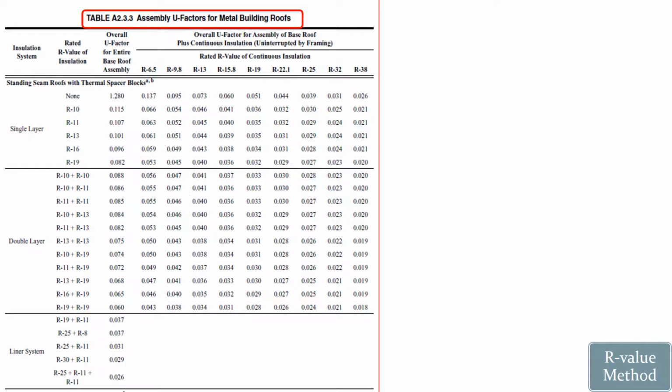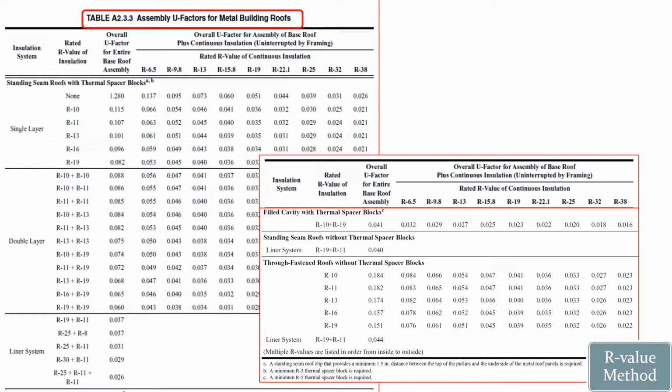ASHRAE 90.1 has this table, which I often refer people to when going the U-factor method. However, we are still on the R value method. Regardless, I wanted to point out a few things on this page. This is one page. I just broke it up for the purposes of this PowerPoint slide. So table A2.3.3 of the 2013 edition of 90.1 has this format of a table. You have your standing seam roof with thermal spacer blocks.